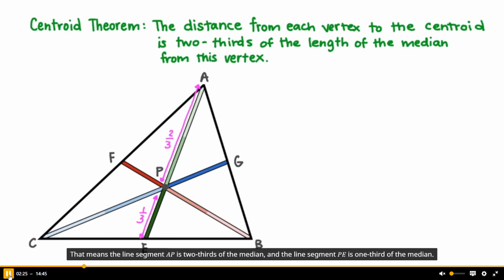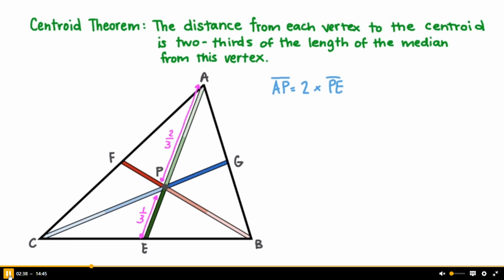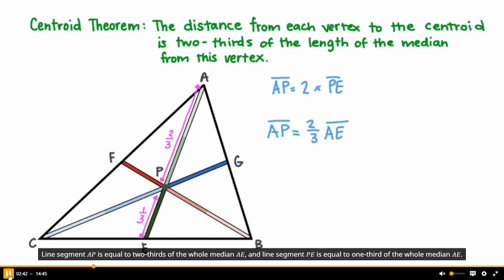That means the line segment AP is 2/3 of the median, and the line segment PE is 1/3 of the median. We can see here that the line segment AP is twice the line segment PE. Let's try to write this algebraically. Line segment AP is equal to 2/3 of the whole median AE, and line segment PE is equal to 1/3 of the whole median AE.